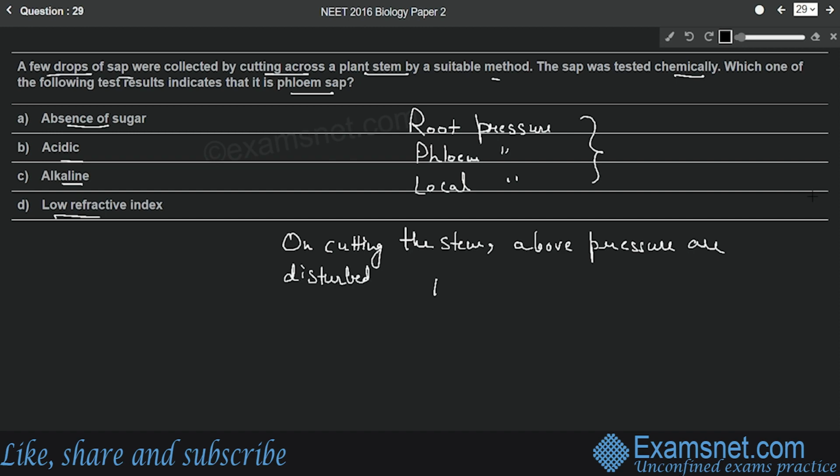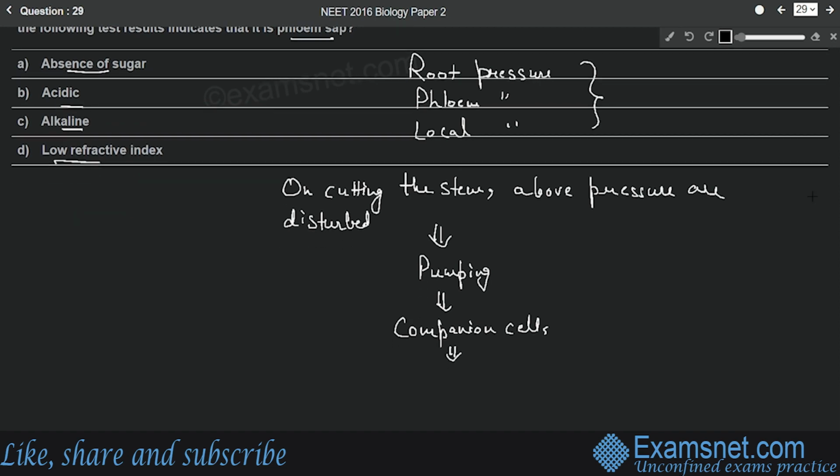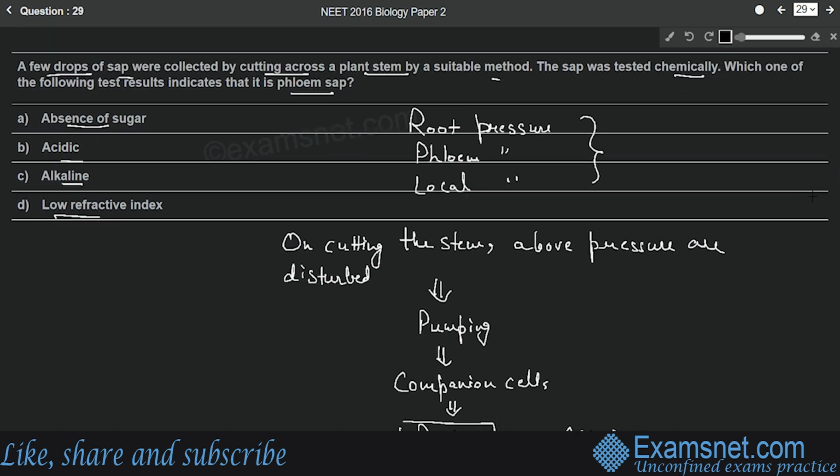And this will lead to the pumping nature. Pumping will take place, and what will come out? Companion cells will come out, and these companion cells will contain the proton. So along with the companion cells, protons will come out. Due to the presence of protons in the outside environment, the environment will become more alkaline. So this will prove that it is a phloem sap. Therefore, the correct option will be option number C, alkaline.